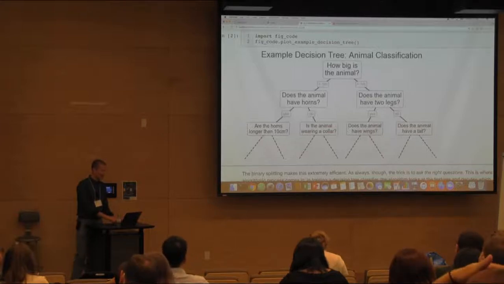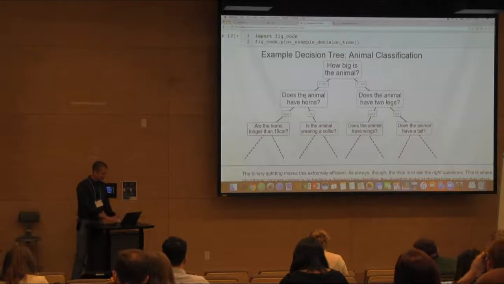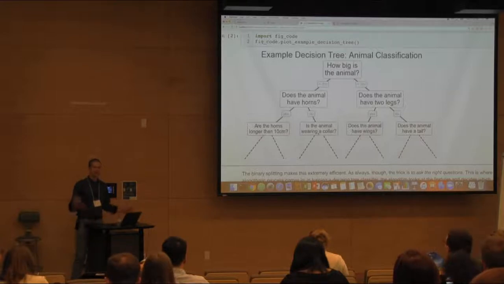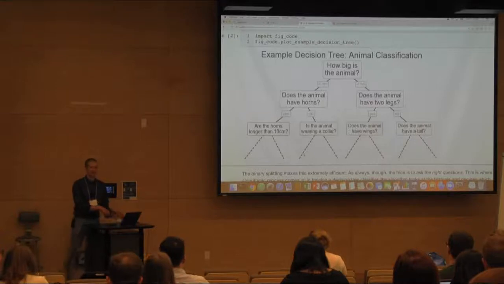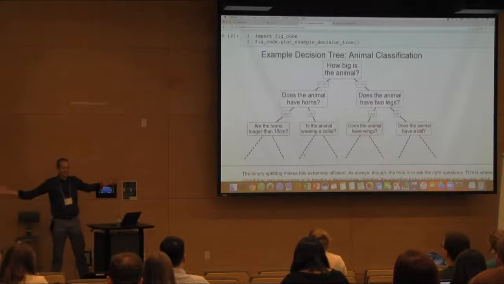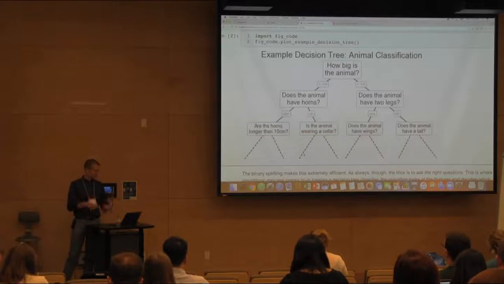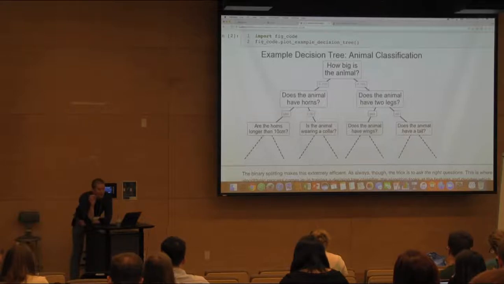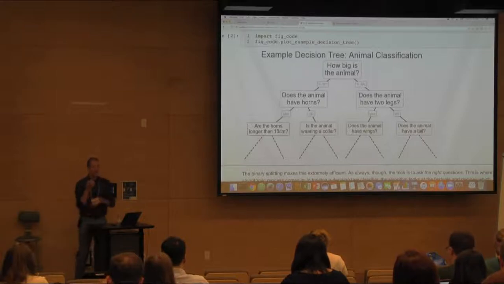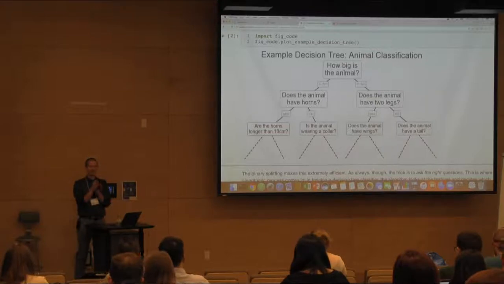Depending on the answer to that, you ask a different question. If it's greater than 1 meter, does the animal have horns? No. Is the animal wearing a collar? Yes. So if you have an animal that's longer than 1 meter wearing a collar, then all of a sudden with just 3 questions, you've narrowed it down from the entire animal kingdom to something that's most likely a dog, in a lot of cases. These decision trees can be really powerful because if you ask the right questions, you can reduce a really large space down to a very small space very quickly.